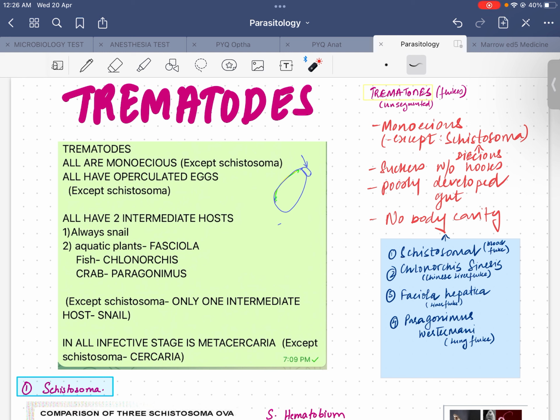For Fasciola hepatica, the second intermediate host is aquatic plants. For Clonorchis, the second intermediate host is fish. For Paragonimus, the second intermediate host is crab. But again, except schistosoma, which has only one intermediate host, that is snail. And in all of them, the infective stage is metacercaria, except schistosoma, in which it is cercaria.